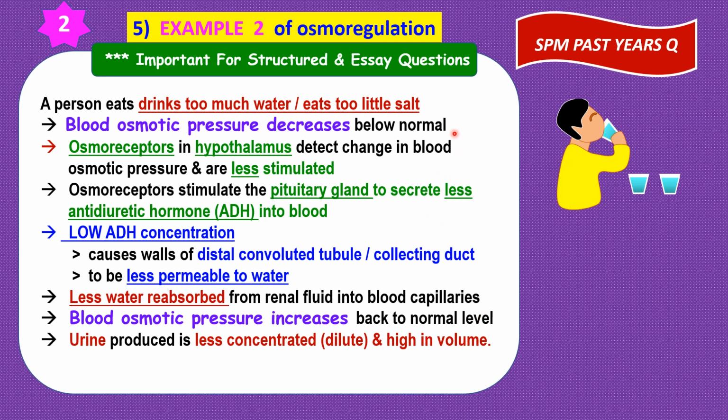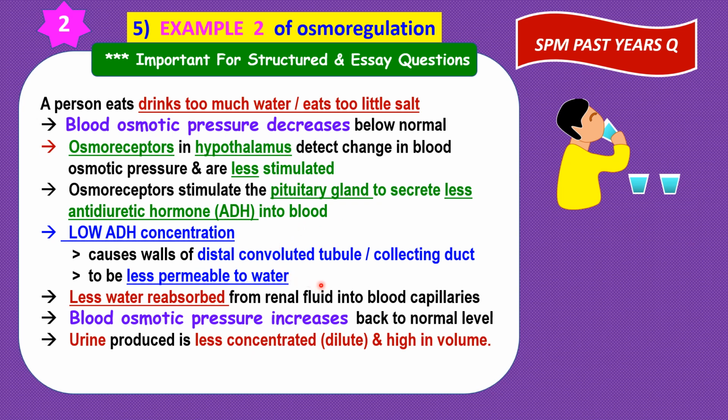The mechanism of osmoregulation. So firstly, if a person drinks too much water or eats too little salt, the blood osmotic pressure decreases below normal value. Remember, the concentration of water is inversely proportional to the blood osmotic pressure. If you have too much water in the blood, then the blood osmotic pressure does not increase but decreases. All right. So osmoreceptors in the hypothalamus detect the change in the blood osmotic pressure, but they are less stimulated, and they will stimulate the pituitary gland to secrete less of this antidiuretic hormone, ADH, into the blood.